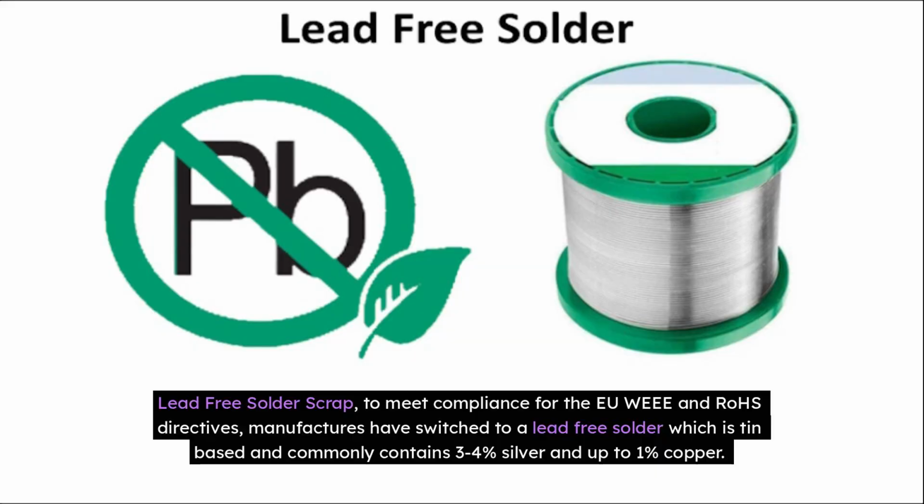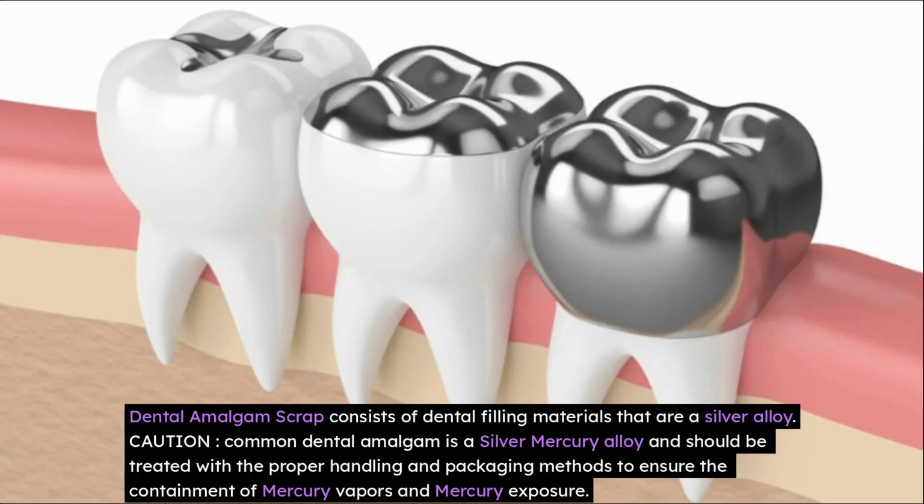Lead-free solder scrap: to meet compliance for the EU WEEE and RoHS directives, manufacturers have switched to a lead-free solder which is tin-based and commonly contains 3 to 4% silver and up to 1% copper. Dental amalgam scrap consists of dental filling materials that are a silver alloy. Caution: common dental amalgam is a silver-mercury alloy and should be treated with the proper handling and packaging methods to ensure the containment of mercury vapors and mercury exposure.